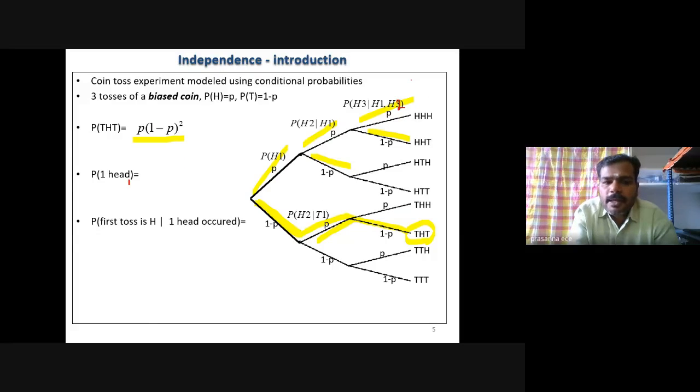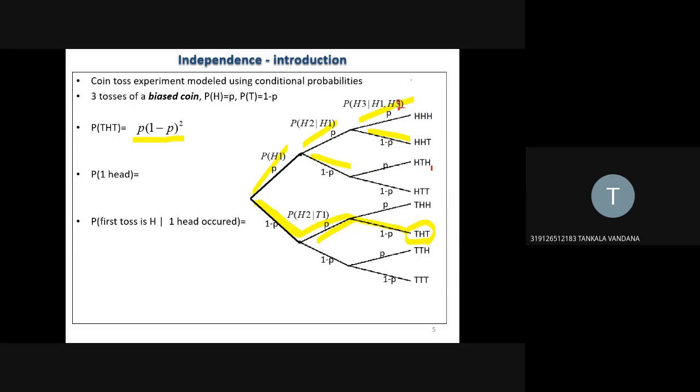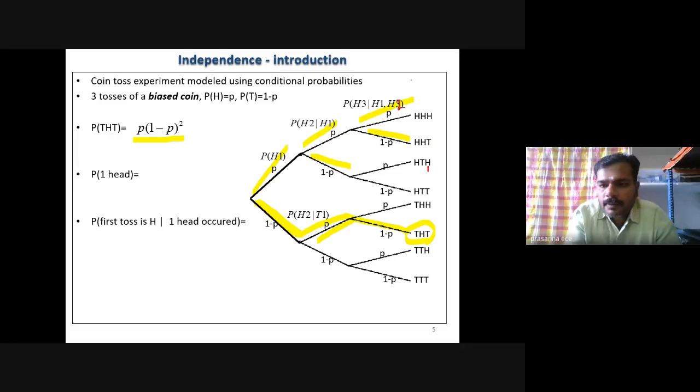So, the probability of getting one head. In how many ways can we get exactly one head? 3 ways. We can identify them from the sequence at the end, the different leaves. So this is one particular case where we have exactly one head, this is again one more case with exactly one head, and then this particular case.